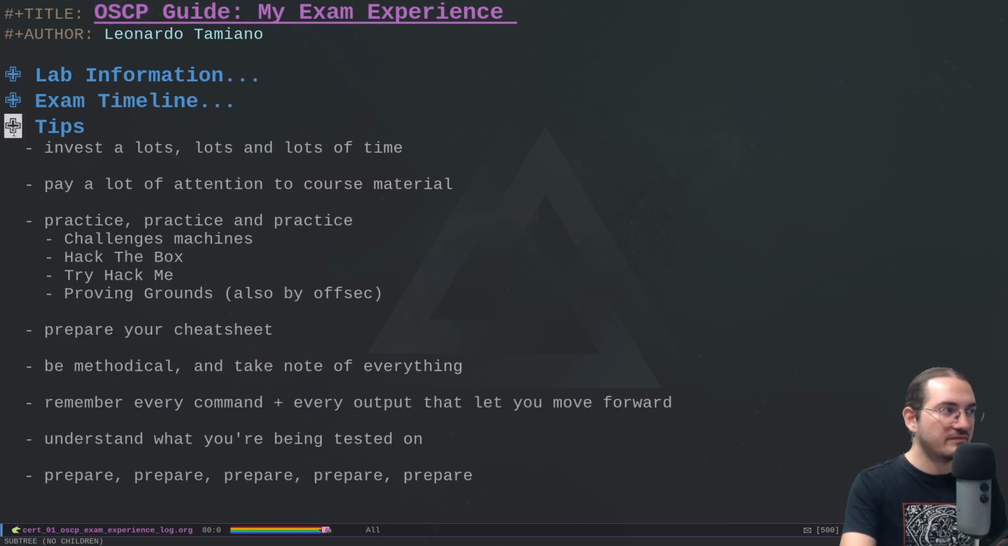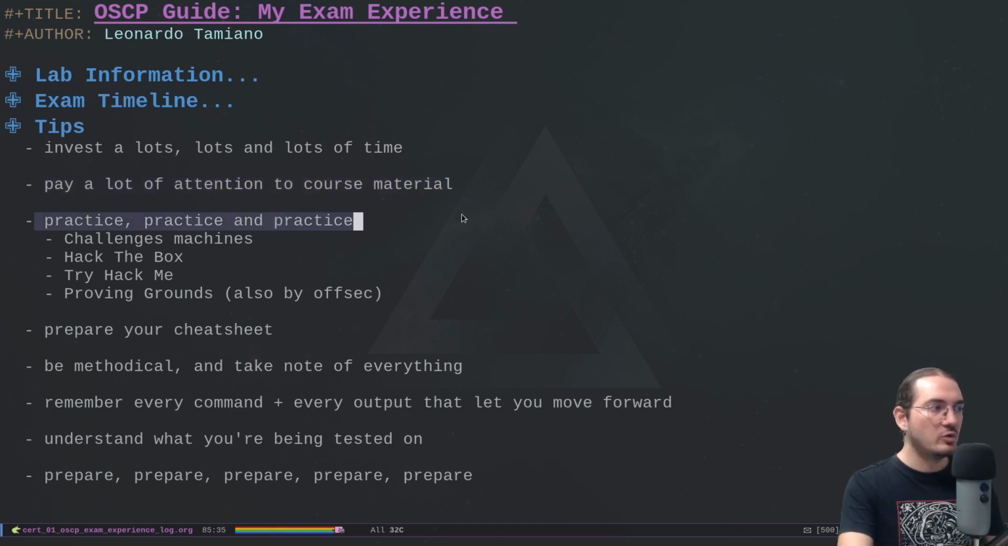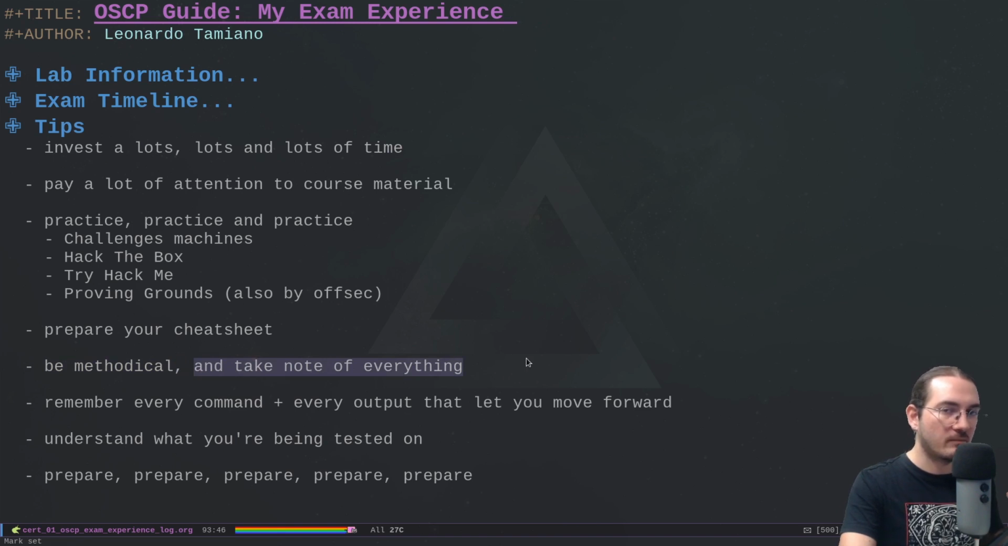It just comes down to investing a lot of time, paying a lot of attention to the course material, studying it really, really well, doing a lot of practice, preparing your own cheat sheet, and while preparing it, developing your own methodology and taking note of every useful command that you might encounter. Also understand, okay, when I find this situation, this service, this configuration, this is what I need to do to escalate my privilege or to get code execution or things like that.